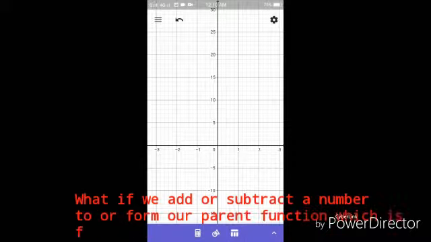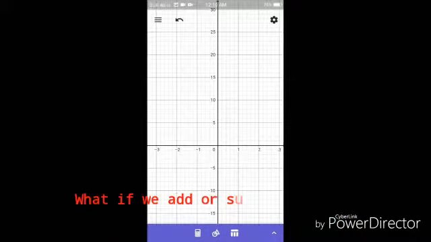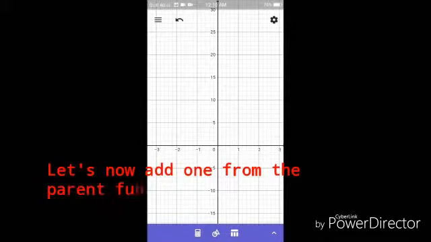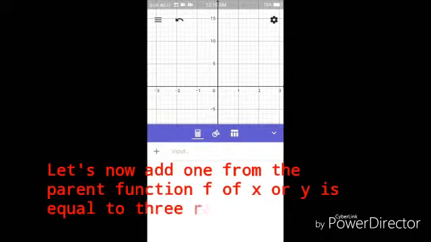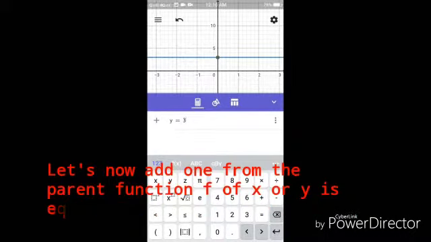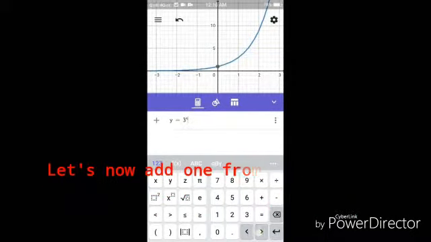What if we add or subtract a number to or from our parent function, which is f of x is equal to 3 raised to x? What do you think will be the structure of the graph? Let's now add 1 to the parent function. F of x or y is equal to 3 raised to x plus 1.